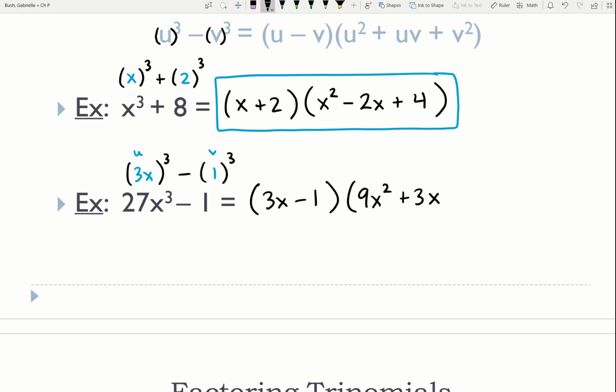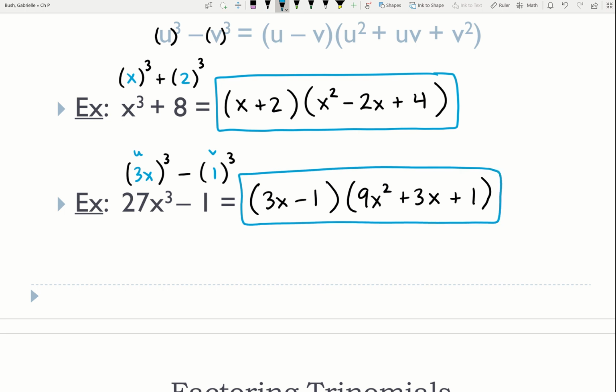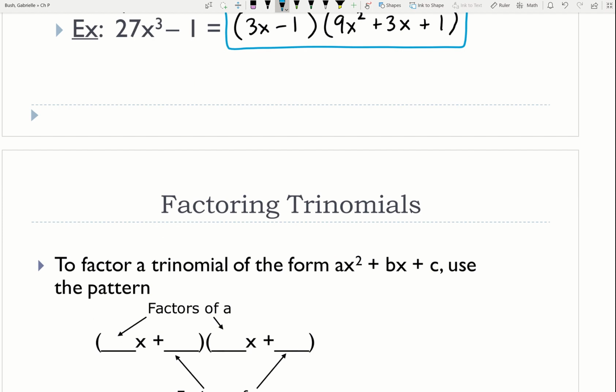So we're just going to pick up here with a plus 3x, and then finally we need to tack on or add on v squared. Playing the role of v is just 1, and 1 squared is just 1, and so there we have it right there. Okay, so there is the factorization of that difference of two cubes that we had.